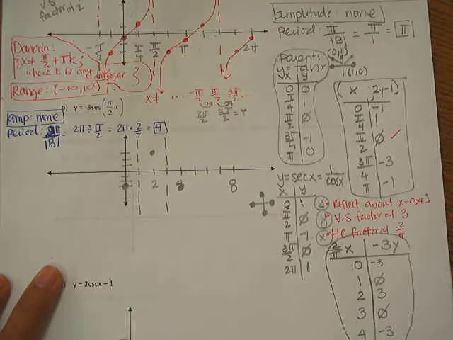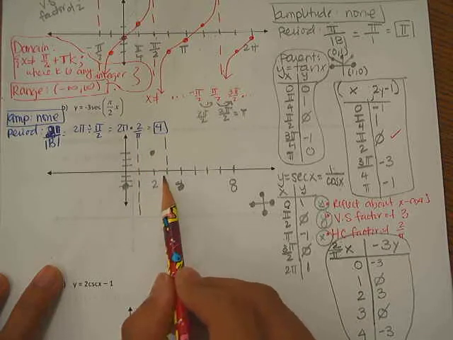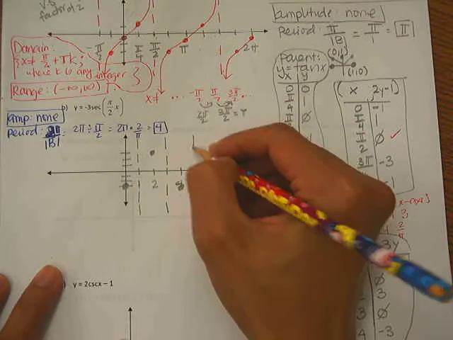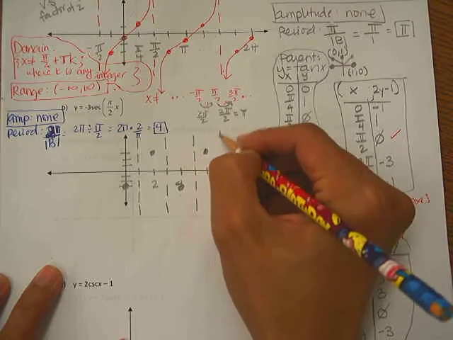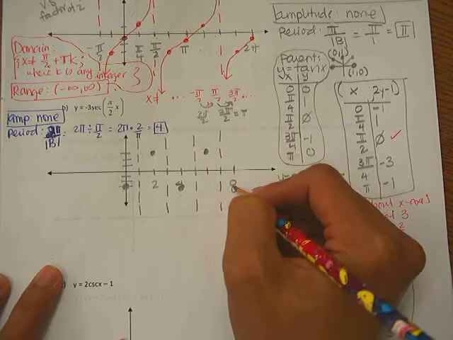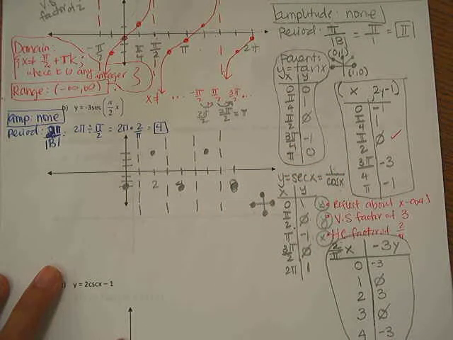Okay. So it looks like the pattern is a dot down, an asymptote, a dot up, an asymptote, a dot down. It looks like I need an asymptote. And then now I need a dot up. Then I need an asymptote. Then I need a dot down, right? Okay, according to my little pattern.